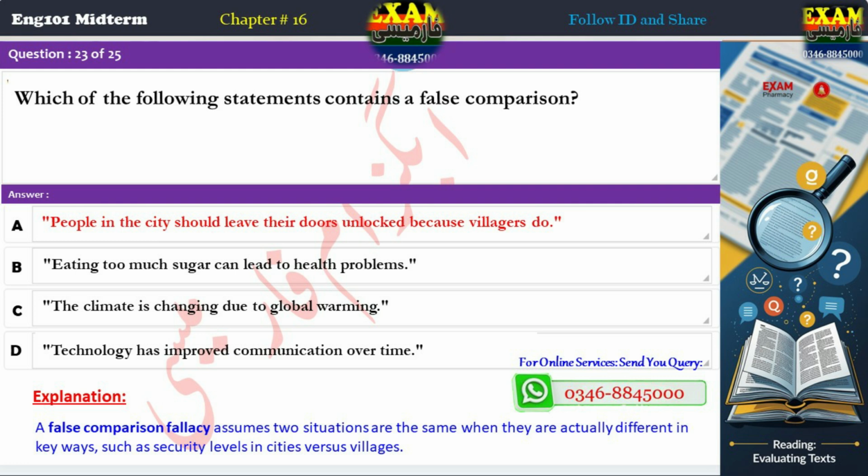Explanation: a false comparison fallacy assumes two situations are the same when they are actually different in key ways, such as security levels in cities versus villages.